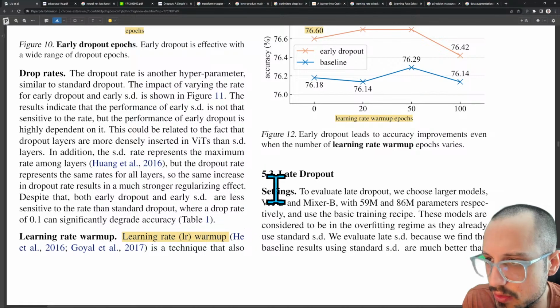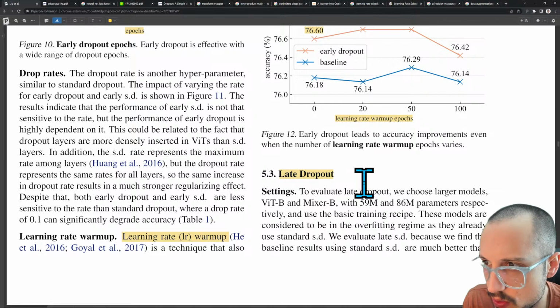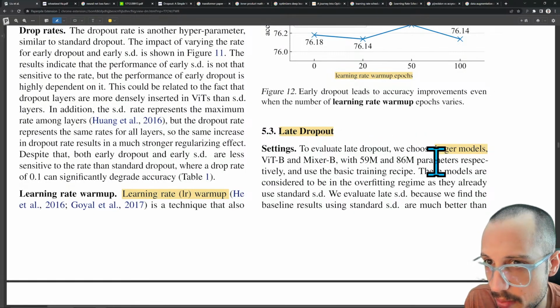Late dropout. Okay, so up until now, we've only been talking about early dropout, but you could also do a late dropout, which means that you're not doing any dropout, and then after a certain point, you do dropout. They've been doing all their early dropout stuff with small models, and now they're going to be doing it with big models. The reason they're doing this is because I think they're going to tell you that late dropout is going to prevent the overfitting that is characteristic of large models that have a large capacity. And these models are considered to be in the overfitting regime.